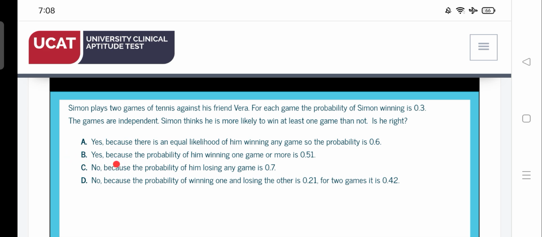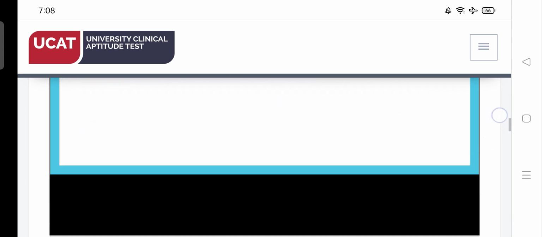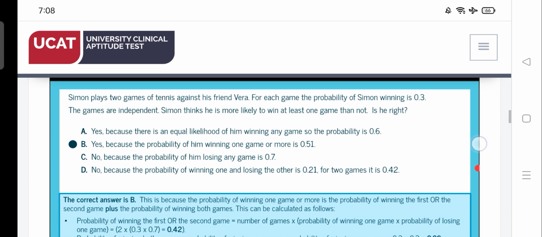Option B, yes, because the probability of him winning one game or more is 0.51. Option C, no, because the probability of him losing any game is 0.7. Option D, no, because the probability of winning one and losing the other is 0.21. So for 2 games it is 0.42. And the correct option is option B. The probability of him winning one game or more is 0.51.